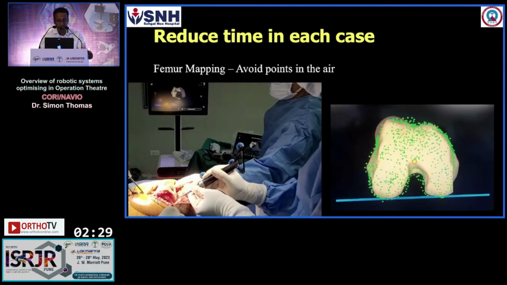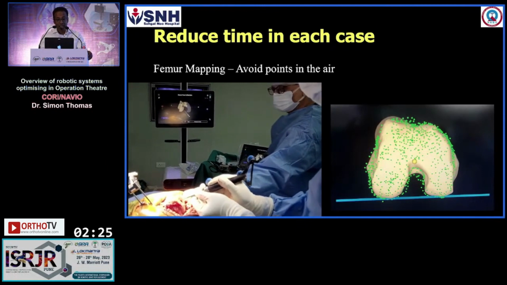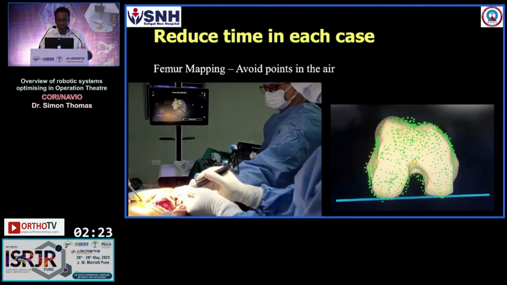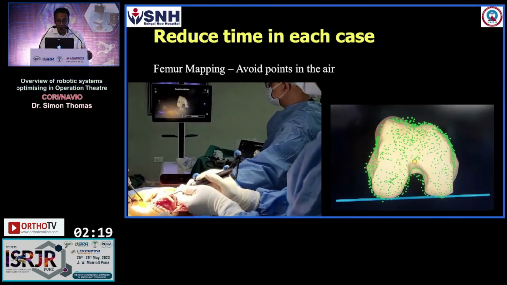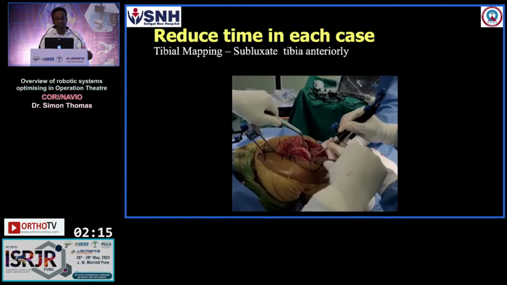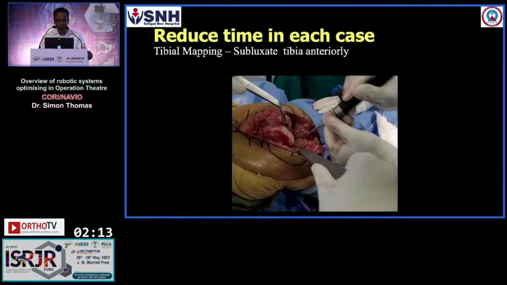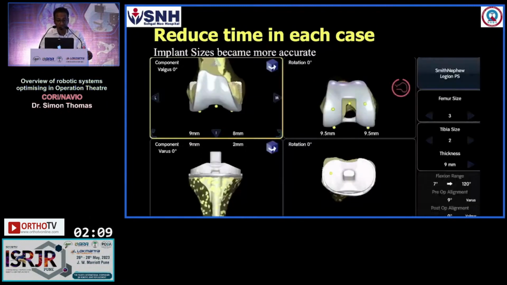The femur mapping is actually a practice, and avoid your points in air. I think the nitty-gritty has already been seen. We mark as shown in the previous live surgeries. For the tibial marking, I now start to subluxate the tibia anteriorly, so that my tibial sizes became much, much better compared to when I started off. My femur sizing is now much, much more accurate than what it was maybe 100, 150 cases before.